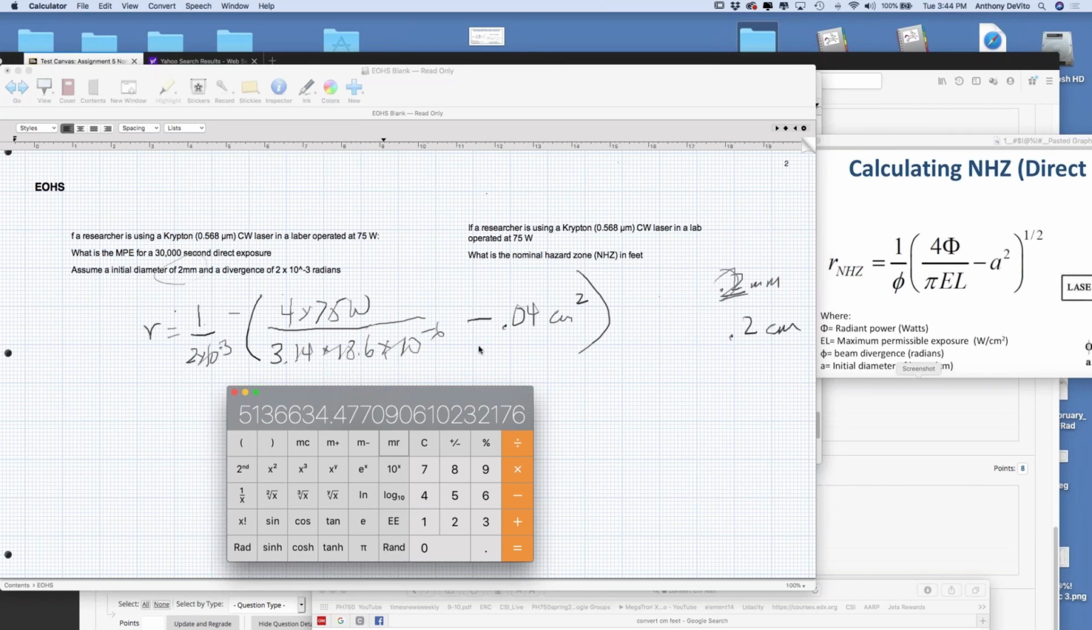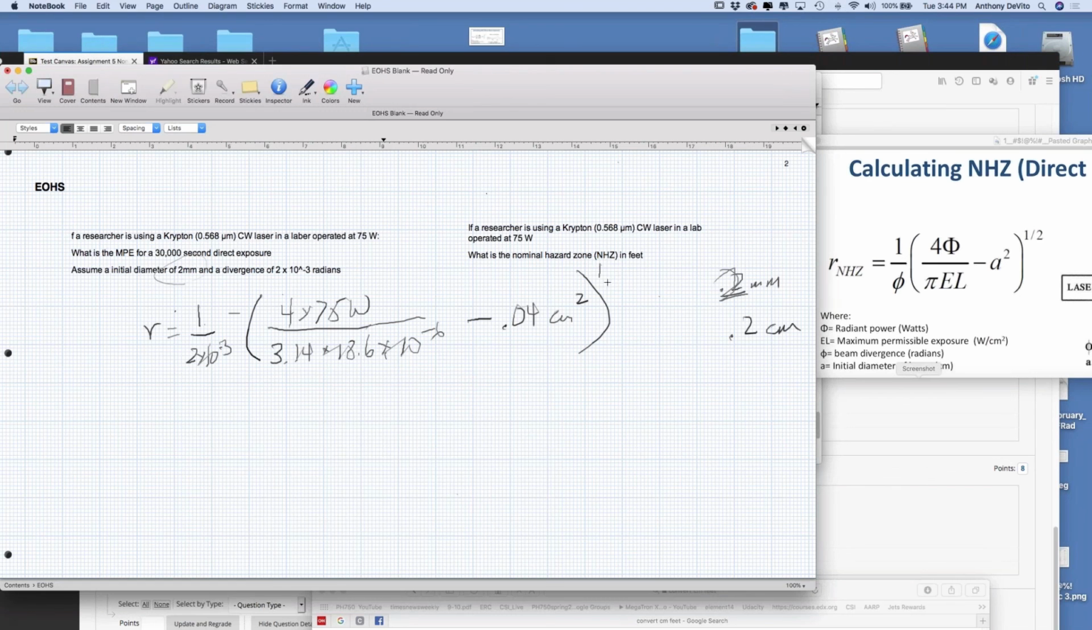So this part of our formula is 5,136,000 minus 0.04, and that's in square centimeters, right? Because this was watts per centimeter squared. Watts cancel out, so it's centimeters squared. So I'm subtracting it. It's negligible, so I'm not going to bother with it. However, now I have to remember this is to the square root. This is the square root of this whole thing, to the 1/2 power.